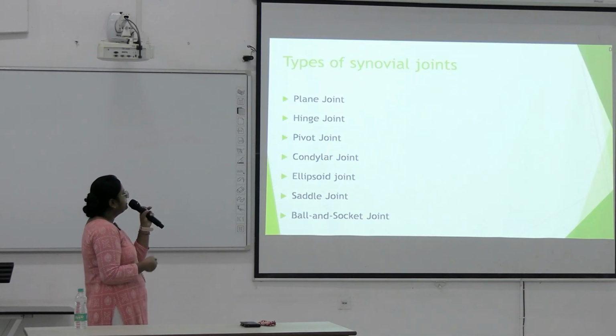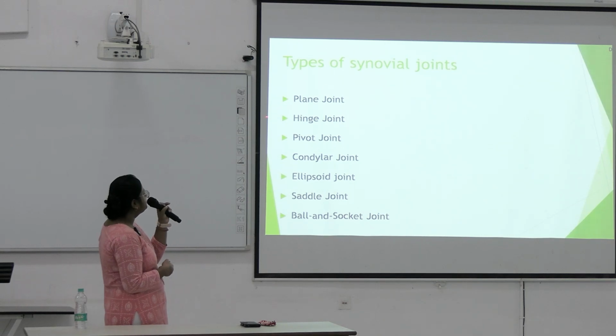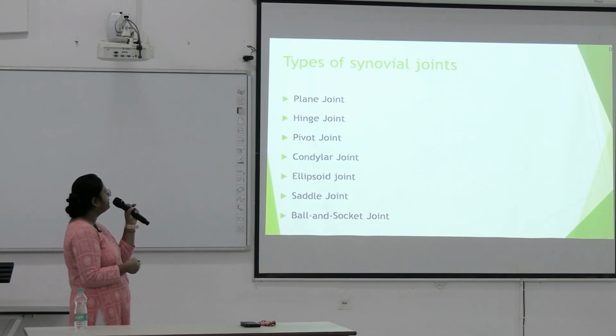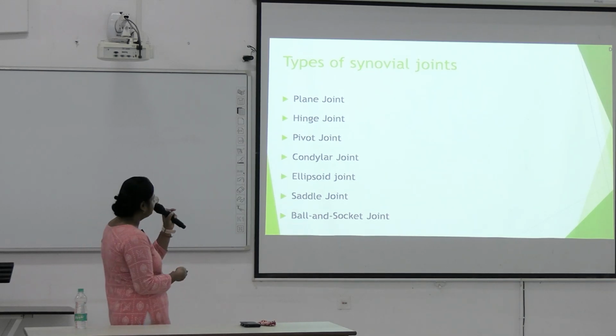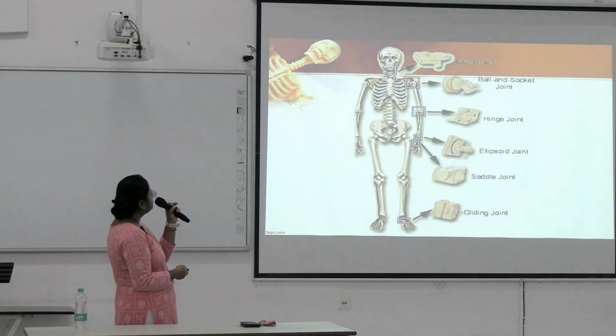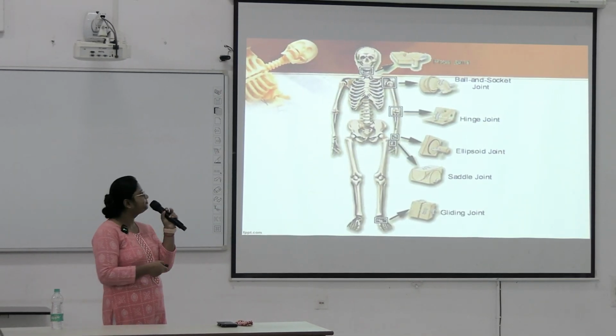Now these are the different types of the synovial joints. Seven types: plain, hinge, pivot, condylar, ellipsoid, saddle, and ball and socket type of synovial joints. Here you can see the different examples.